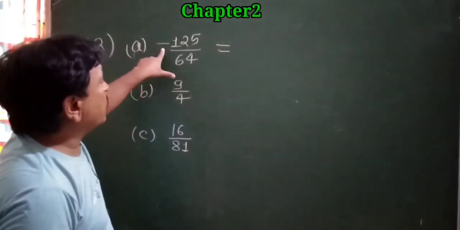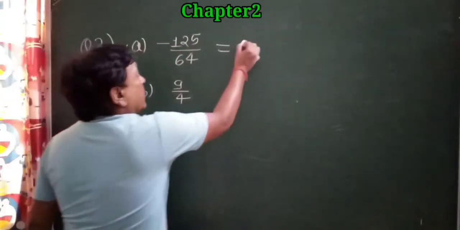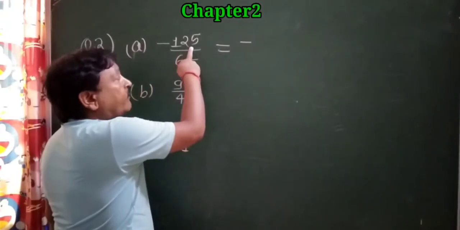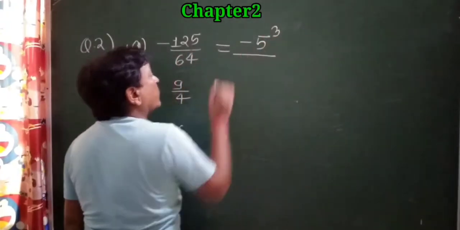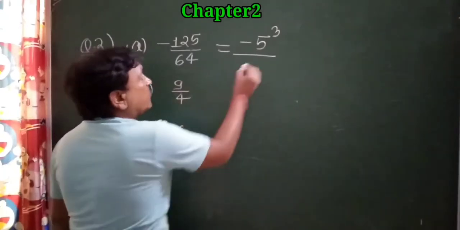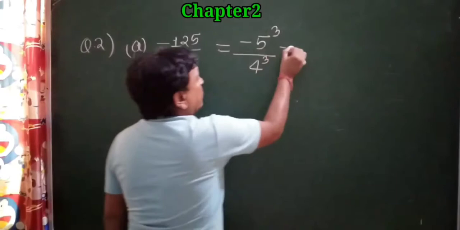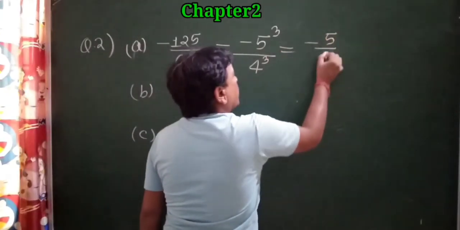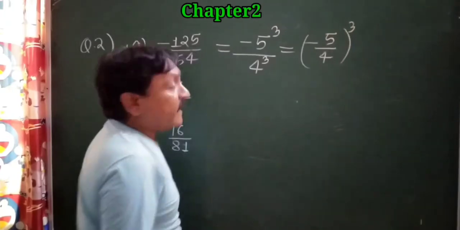Its answer is coming negative. It means the power must be an odd number. Minus, the factors of 125: it is the cube of 5. 64 is also the cube of 4. So we can write this as minus 5 upon 4 raised to the power 3. Is it clear?